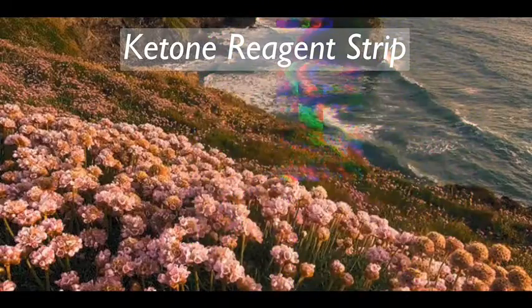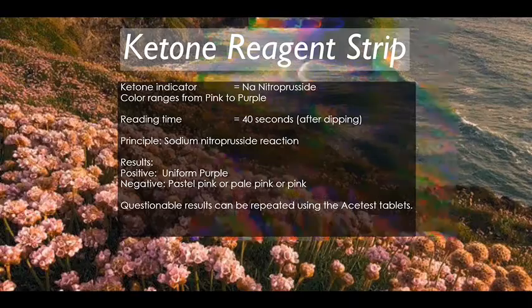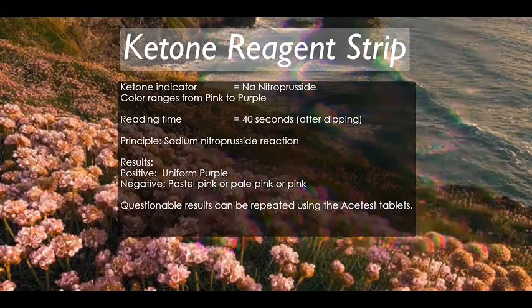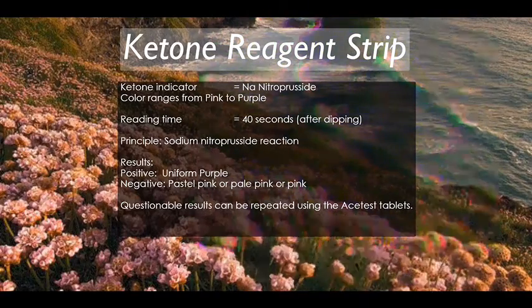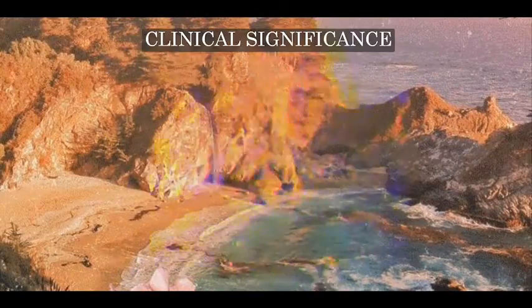Strip for ketones. The ketone indicator is sodium nitroprusside. The color changes correspond to the urine specimen's amount of ketone at the reading time of 40 seconds after dipping. Its principle is the sodium nitroprusside reaction. The positive result is uniform purple in color, and the negative result is pink or pale pink in color. Positive and questionable results may be confirmed with Acetest tablets. And here is the clinical significance.